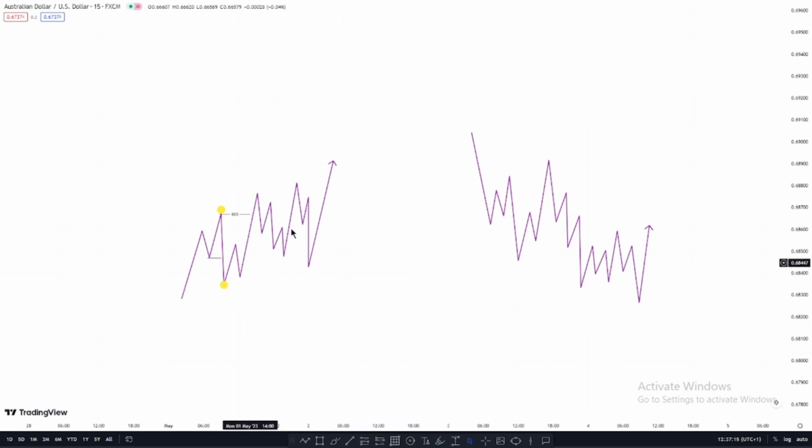So now, price printed another high. Now, from what I have told you, is this a valid high? Look at it. For the retail mindset, they will mark this as a valid high. They will mark it. All right? They will mark this as a valid high.